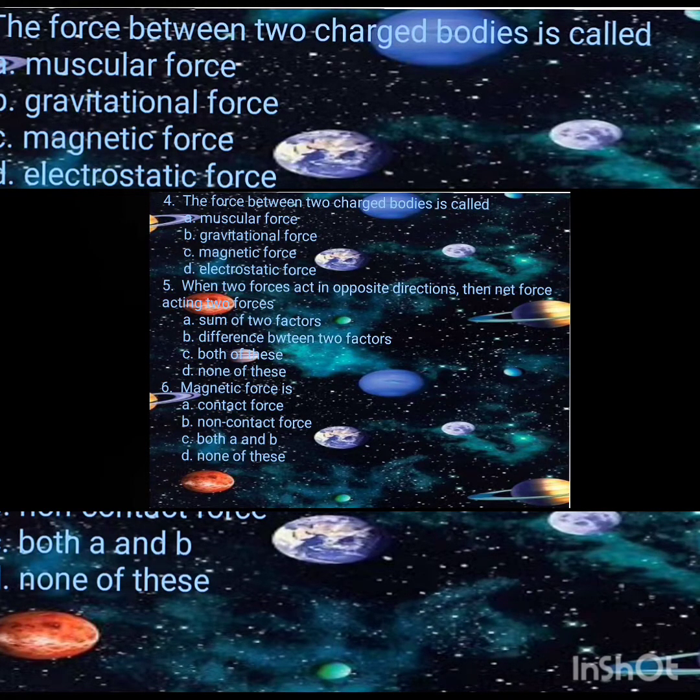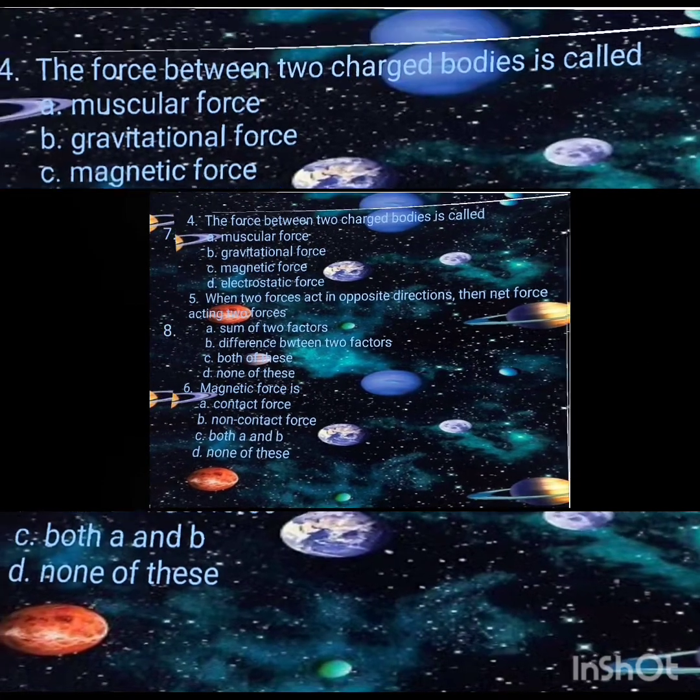Okay. Sixth one. Magnetic force is A. Contact force, B. Non-contact force, C. Both A and B, and D. None of this. You are having only 3 seconds. 3, 2, 1. What's that? Yes, very good. It's non-contact force. Let's begin with the seventh one.